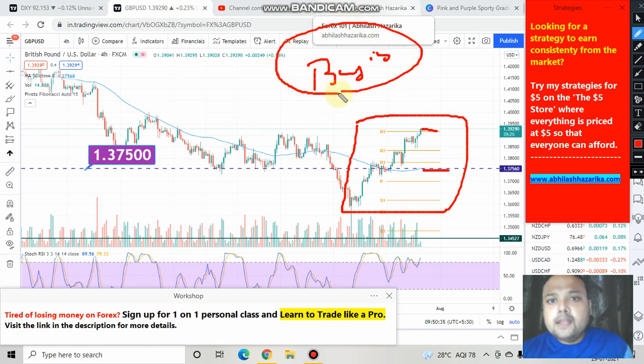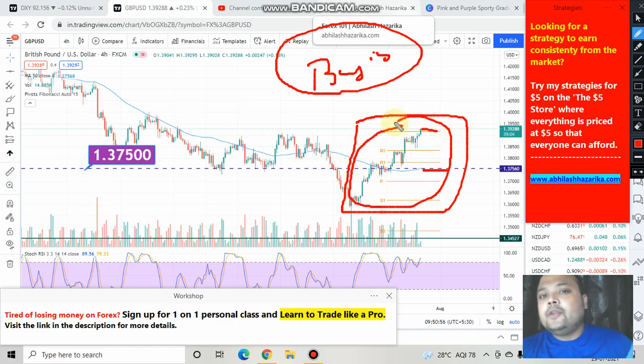We should mainly look for buying opportunities, because if you short the market, or if you're thinking the market has reached the top and you can short the market, then there is a possibility that, my dear friend, you may get trapped and you may lose money. Because the concept is simple.